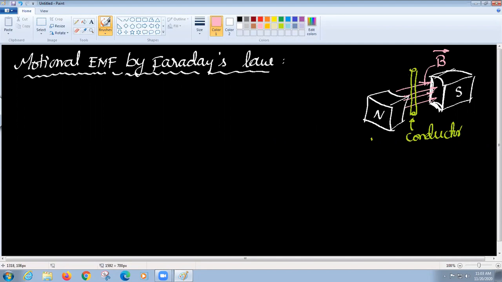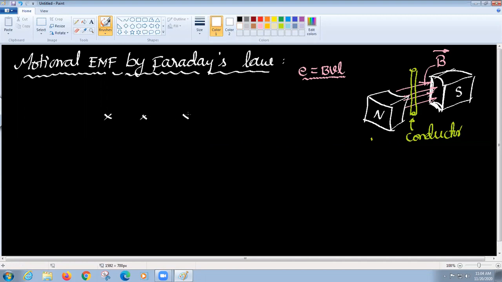Now, how will EMF be induced within this conductor? That is what we checked, right? And what's the answer we obtained there? The induced EMF we obtained was BVL, right, where L is the length of the rod. Already we proved it. So now we will do the same using Faraday's law.